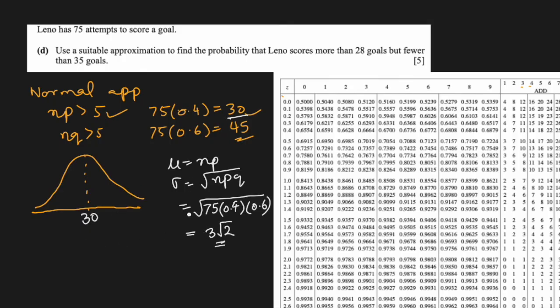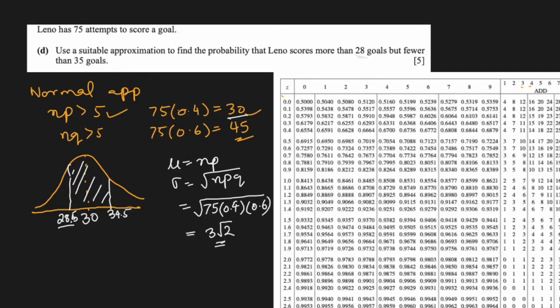All right, so we have standard deviation, we have mean, and now they're saying find the probability that Lino scores more than 28, because it's an approximation. So 28 will be somewhere here, but we will not take 28 because they said more than, not equal to. So we will start with 28.5 because it's discrete data. We will take the one between integers, 28.5, and fewer than 35. That is, 35 is also not included. That means this limit will be 34.5. So neither 28 nor 35 included. We'll have to find this probability.